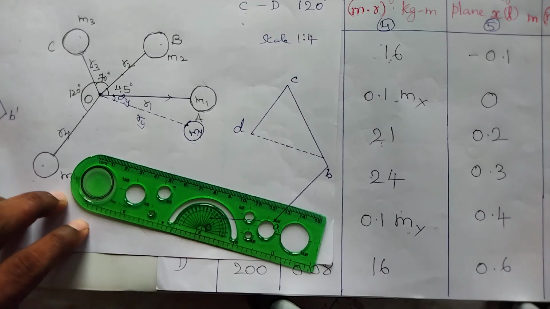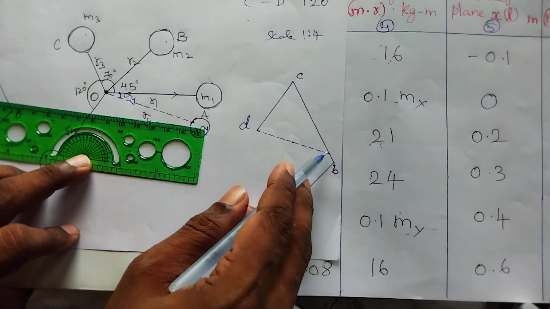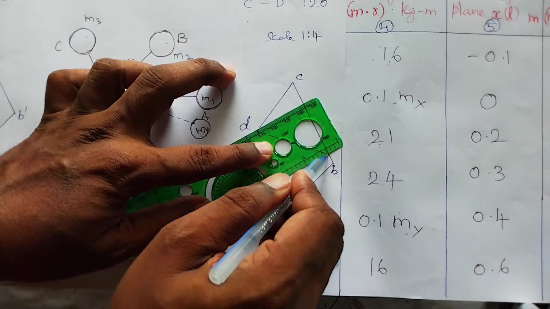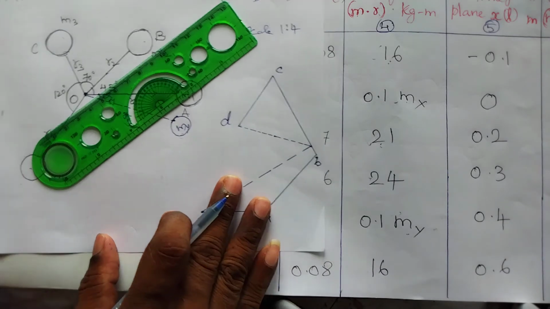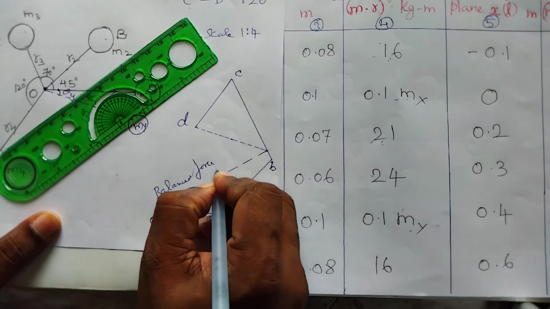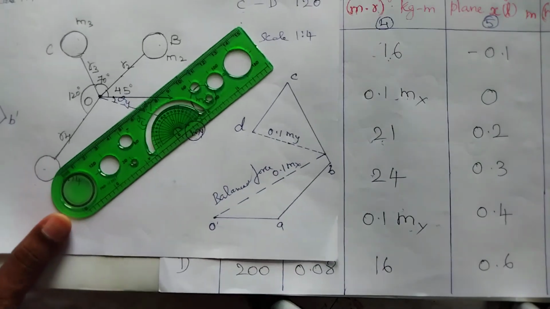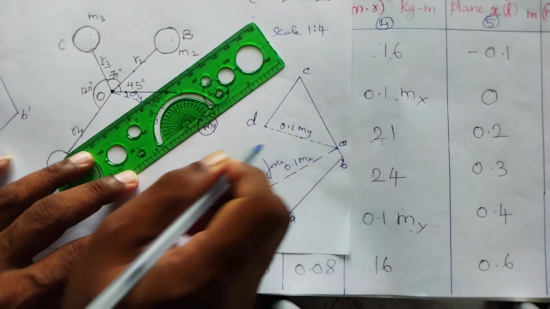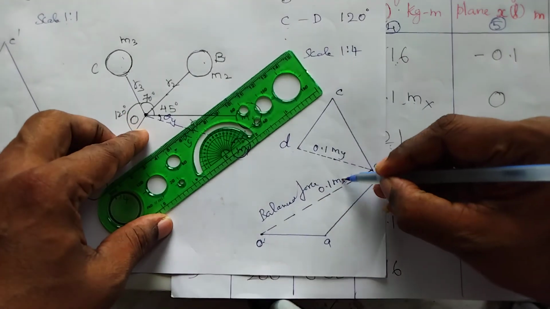Next, for the final step, you have to conclude with the closed polygon. This one is the initial point, this is your final point, so connect these two by a straight line, so that will give the unknown mass with respect to mx. So this one is the balanced force, 0.1 mx, this is 0.1 my. Now measure the distance between O and this point. I will take this as theta. Between O and theta, measure the distance. From that you can find the value of mx, mass in x plane.